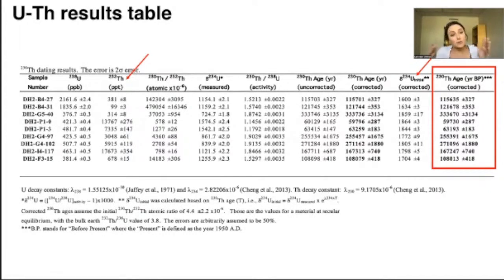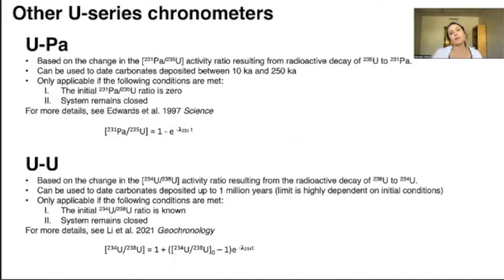So there's just a lot of information that could be derived from this table. Make sure to take a close look at each of these columns and understand what each of them mean, and whether or not there's any other additional paleoclimate information that you can extract from them. Okay, so that's uranium-thorium in a nutshell.